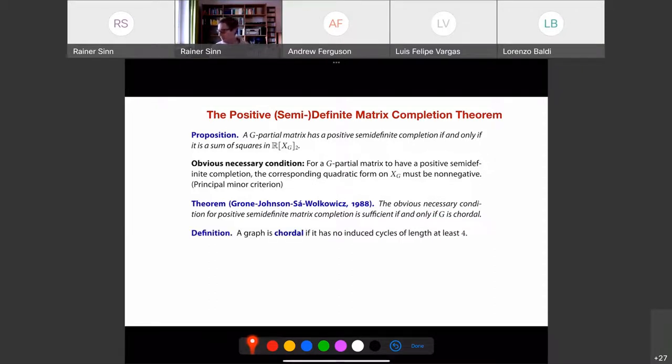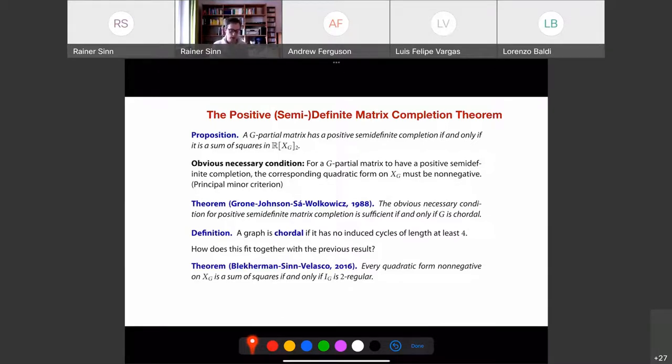Chordal has various equivalent definitions. It's a very important notion in various fields. It appears in numerical linear algebra, it appears in combinatorics, it appears in optimization. And one definition you can give is that there is no induced cycle of length at least four. So the four cycle is not chordal, for example. Another way of saying it is that the graph is a clique sum of complete graphs, or that the graph has a perfect elimination order, and so on and so forth. So there's 100 equivalent definitions of what it means to be chordal.